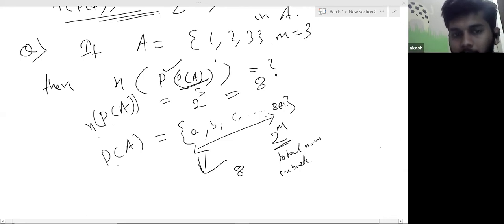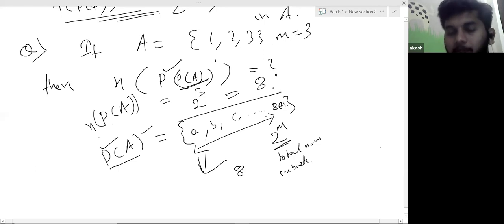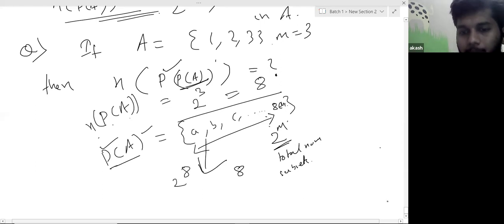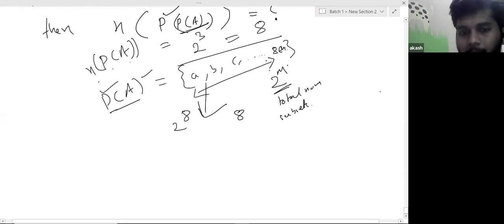Here, power set. See, the name doesn't matter. This is a set, right? So the power set has 8 elements. No matter what the elements are. If there are 8 elements, then the total number of subsets will be 2 raised to the power 8. Am I clear now? Am I clear now, Gautam, Arsalan?